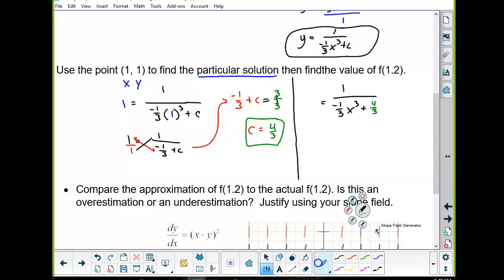Now, I could call this y, right? So if I plug C back into the general solution, I could call it y, but I can also call it f of x. And that's important for us to understand, that those two are kind of interchangeable. Because now that I have the particular solution, I can use it to find anything that I want. And that's what they're asking for right here: now that you have the particular solution, find the value of 1.2.